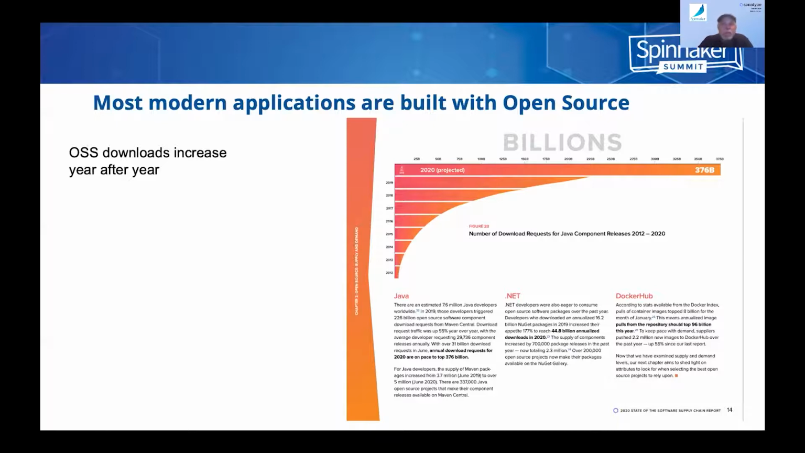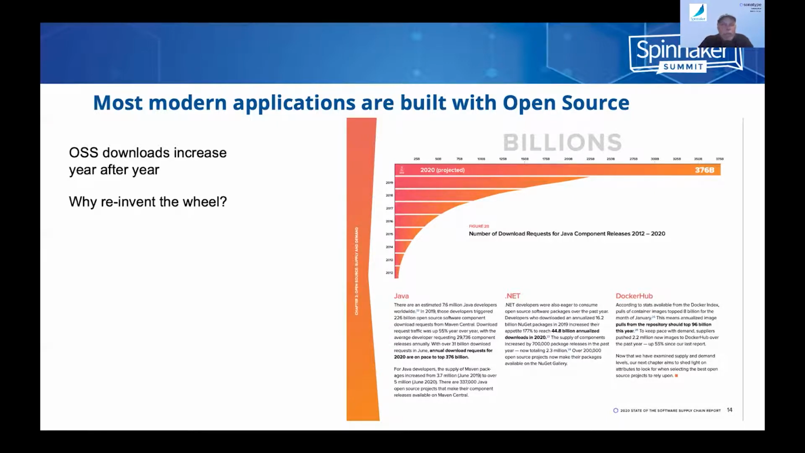Also .NET with the NuGet gallery is also on the rise with folks that are downloading these open source components. And Docker, of course. We have our container images that are being pulled from Docker Hub and being built on that. This information comes from the State of Software Supply Chain report that you see down there at the bottom as a reference.